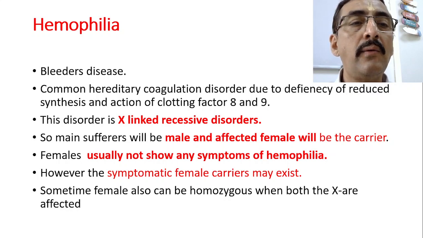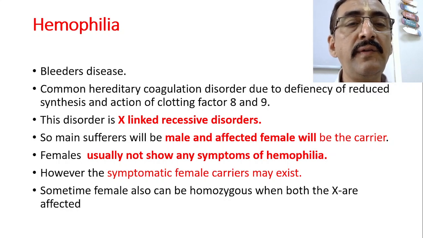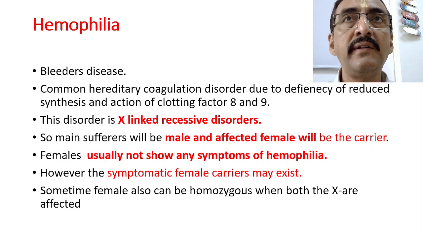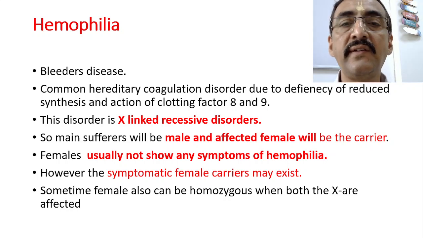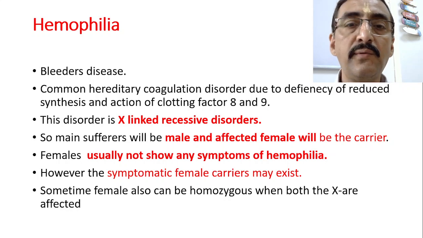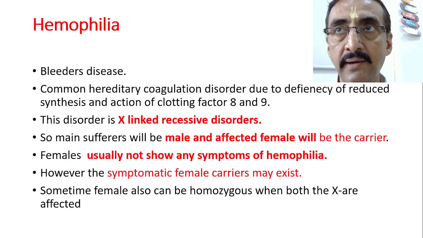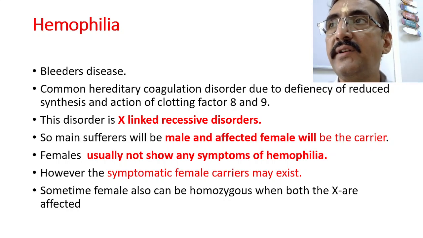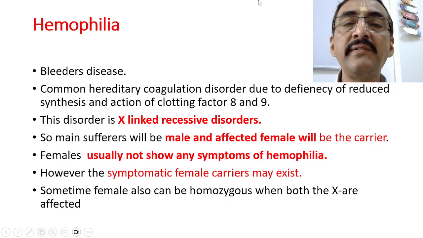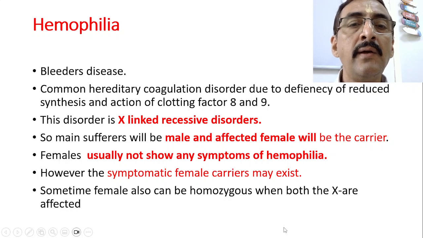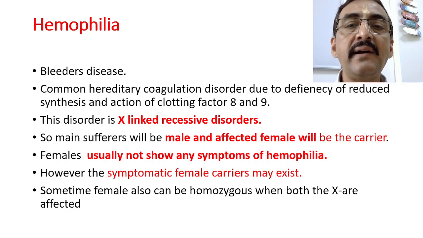Now, basically hemophilia is an X-linked recessive disorder. When I say recessive, as the word suggests, you need both genes to be mutant to produce a disease. If only one gene is mutant, then the person becomes a carrier. When both are affected, then it becomes a disease manifestation. X means this is in the X chromosome, that is, the sex chromosomes. So it is an X-linked recessive disorder.